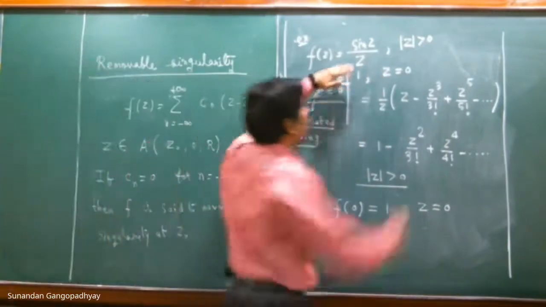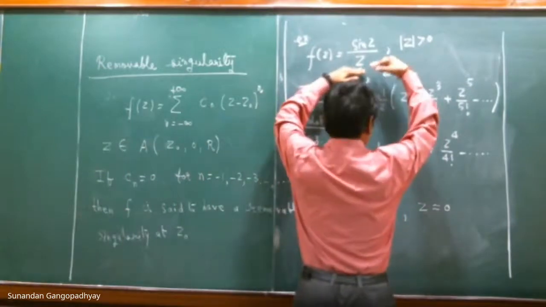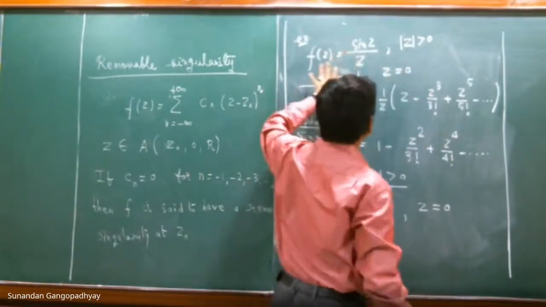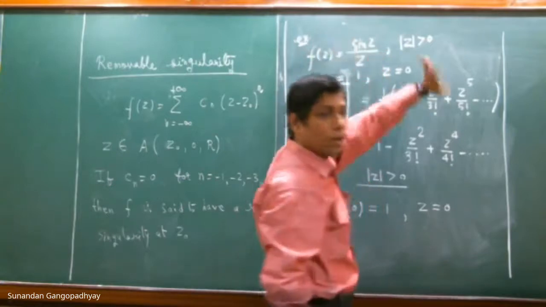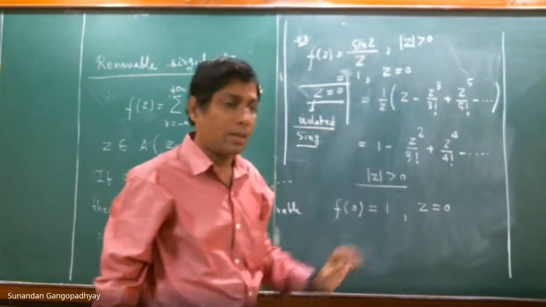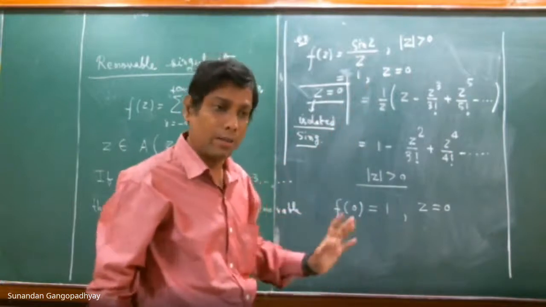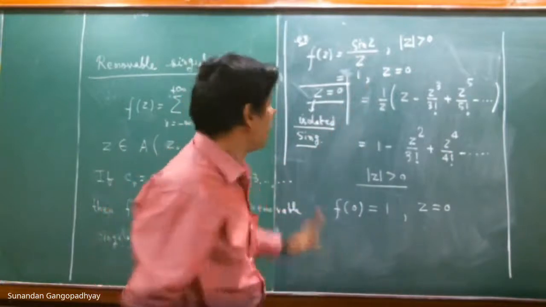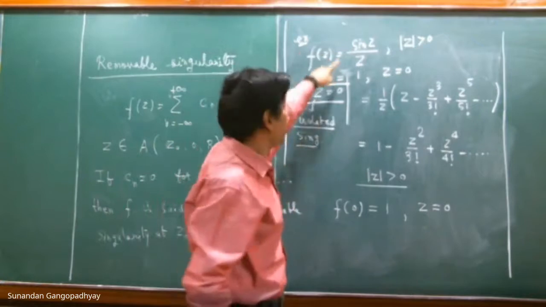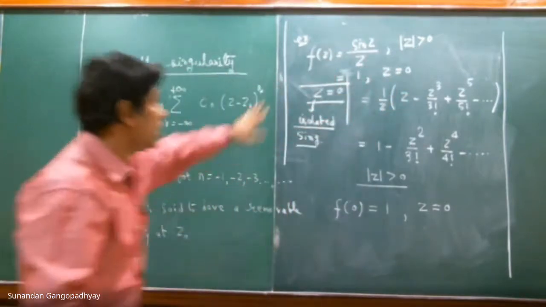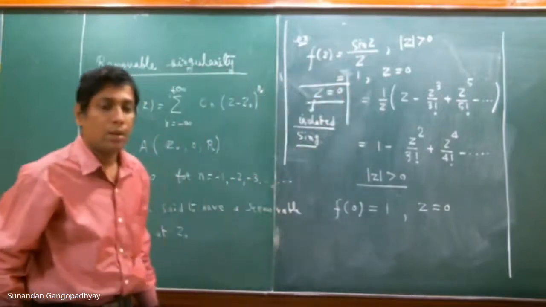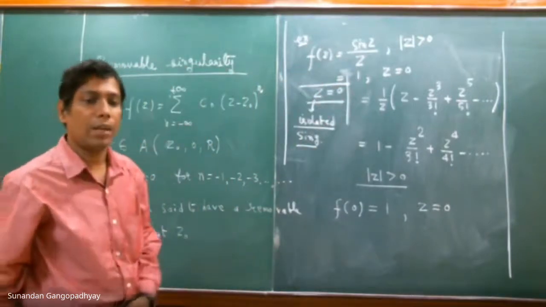So initially the function had a singularity because f of z is sine of z by z, and therefore it is clear that at the point z is equal to 0 the function is undefined. But you can define the function in a clever way, in this way, and now you have removed the singularity. So this is an example of a function which has a removable singularity at z is equal to 0.